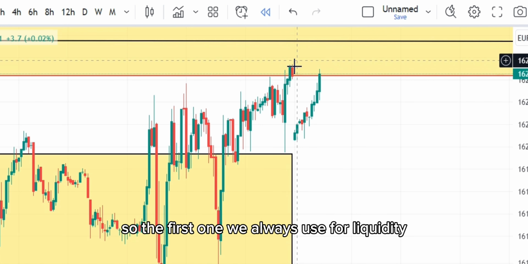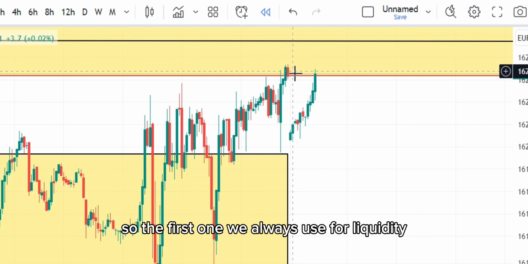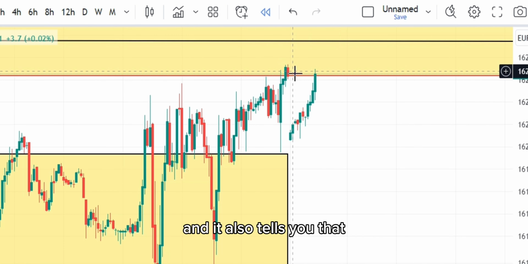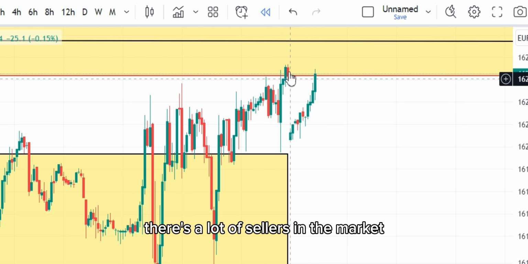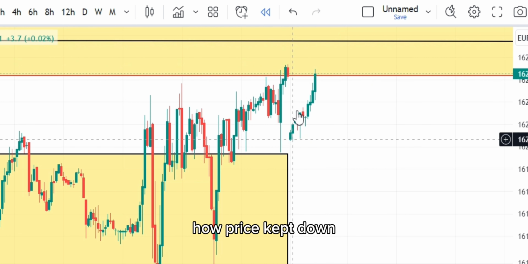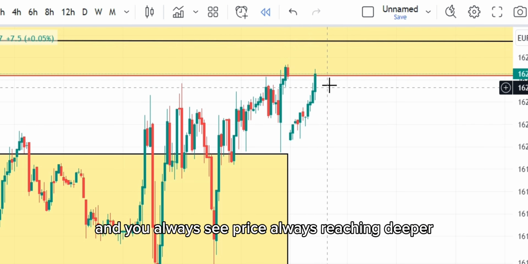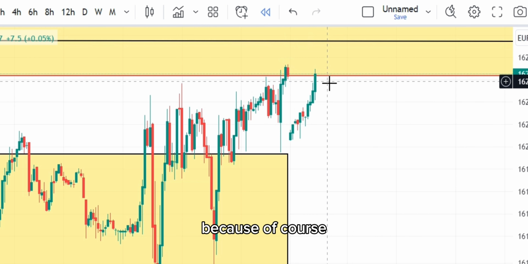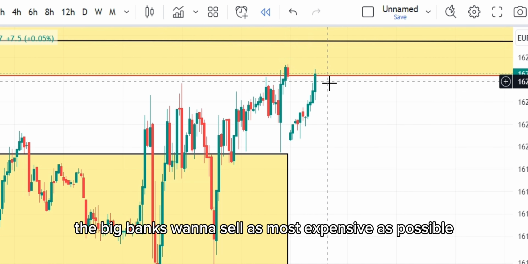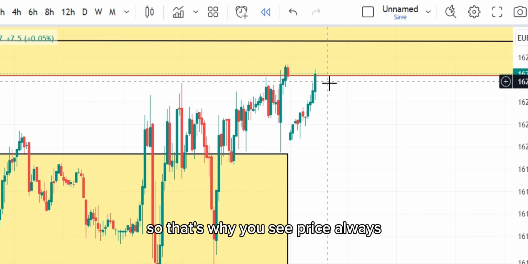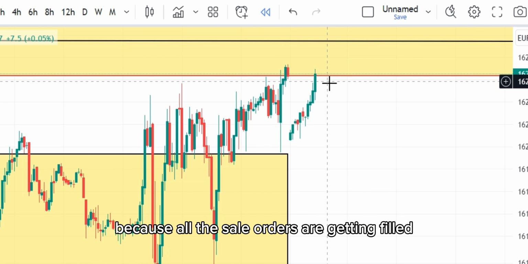The first one we always use for liquidity, and it also tells you that there's a lot of sellers in the market. You can see here how price gapped down, and you always see price reaching deeper into the 4-hour supply zone, because of course the big banks want to sell as expensive as possible. That's why you see price always reach deeper and deeper, and after that you see how they collapse the price, because all the sell orders are getting filled.